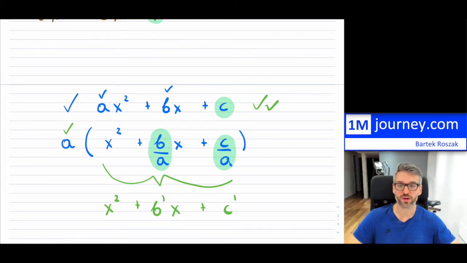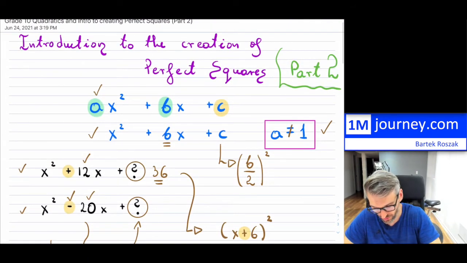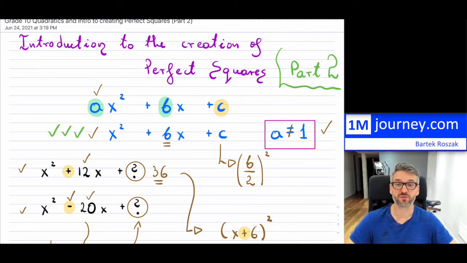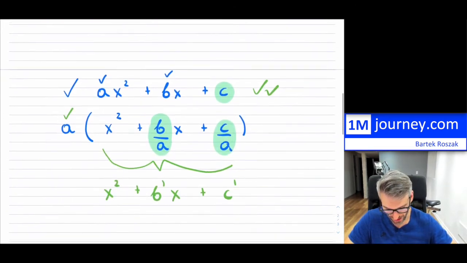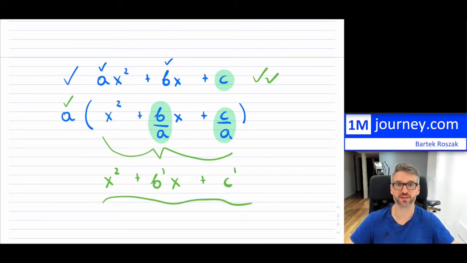And the reason why I do that is because now it looks exactly like my original where a was equal to 1. And when it's in this form, when I have x squared plus bx plus c, then I know exactly what that c is. Now, as I scroll down, I'm going to try to find the perfect square out of this.